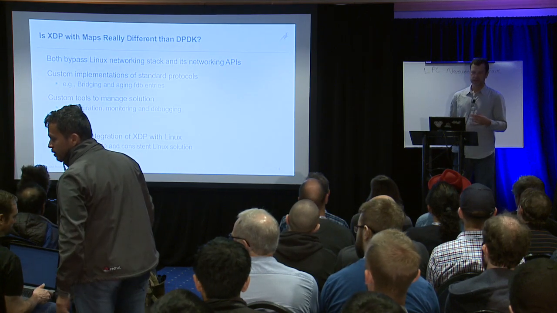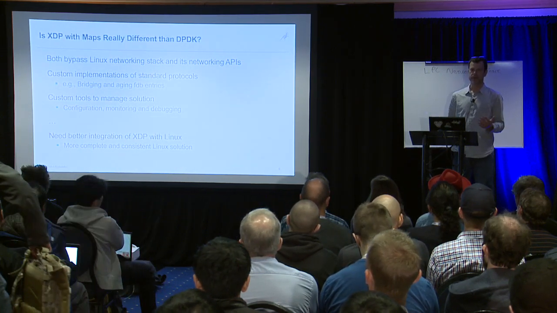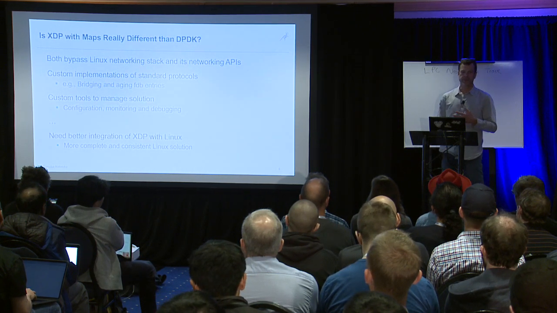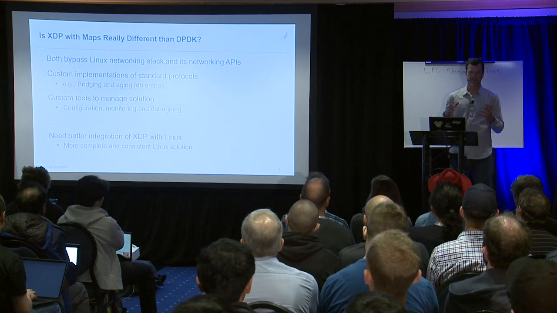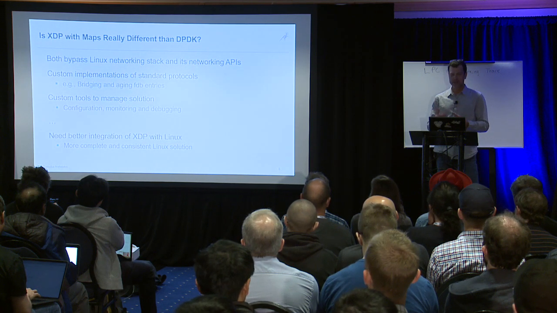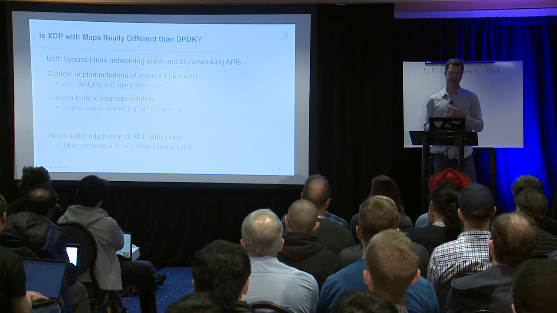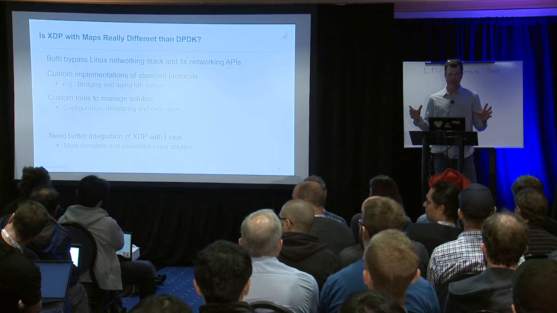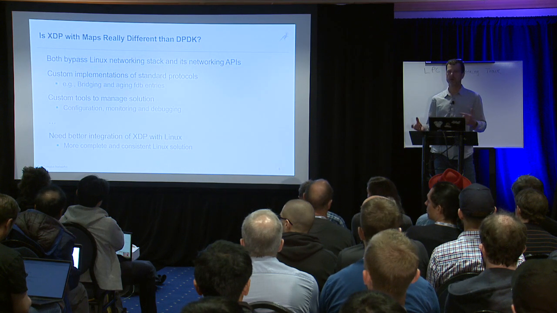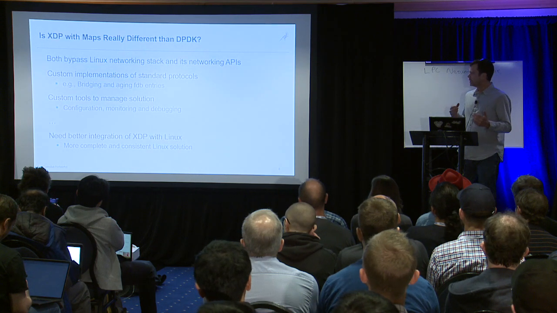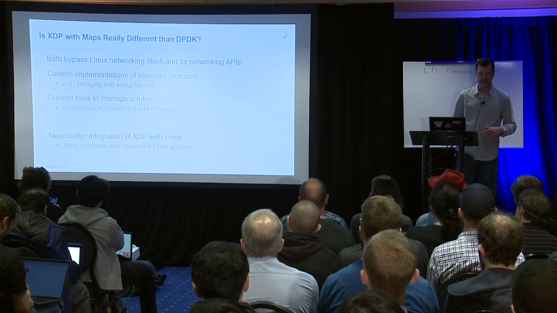if I'm running this custom agent and updating maps, I can't use IP to look at my route listing, look at my forwarding database, look at my address list or link or feature lists like VLANs and bonds and stuff, right? If I'm trying to debug something happening, I don't have tcpdump, I don't have any kind of packet counters. I have to have customized tools that know how to understand that specialized XDP program. So what we need is a better integration of XDP with Linux.